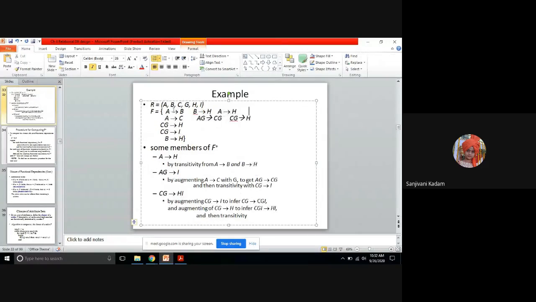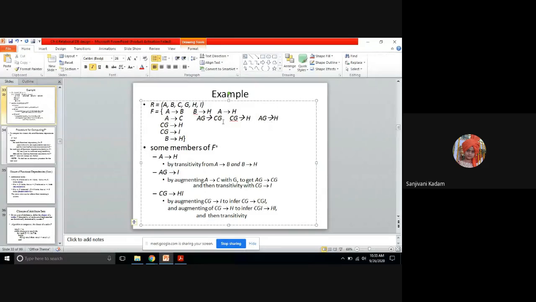But whenever there is no matching, as with AC and CG, there is no match between the right-hand side and this left-hand side. So to match them, we add the G attribute on both sides. G will be added on both sides, and hence AG gives CG. This functional dependency can be implied, and then CG gives H, and then we can say that AG gives H. So this is pseudo transitivity.